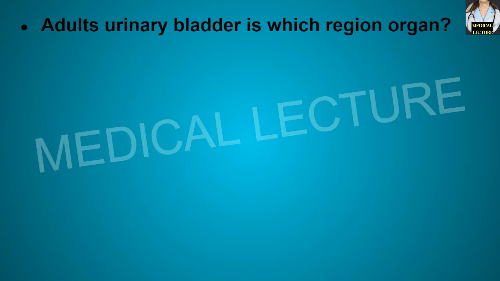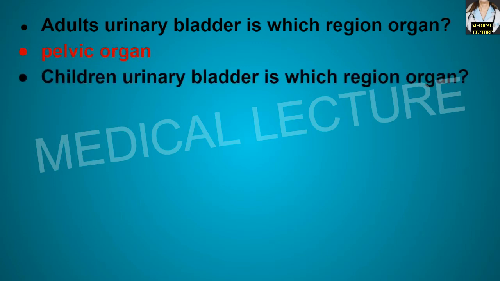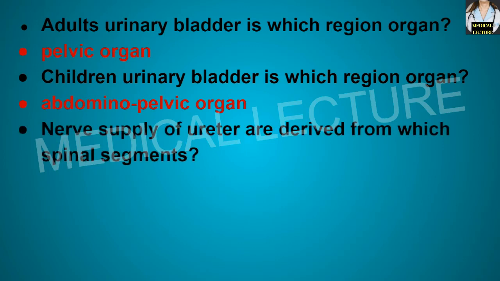Adult urinary bladder is which region organ? In the adult it is the pelvic region organ, while in children the urinary bladder is which region organ? It is the abdominopelvic region organ. Now, supply of the ureter is derived from which spinal segments? From T12 to L1 and from S2 to S4.